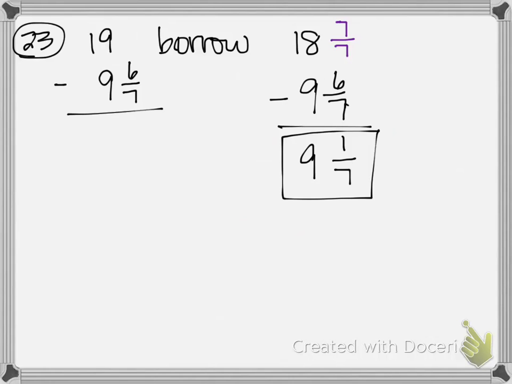The other way that you could have done that problem is you could have converted the 19 and the 9 and 6/7 into fraction notation and then get a common denominator from there. The only problem with doing it that route is you get really big numbers and it's a lot of work. So this one actually isn't too bad. Just borrowing 1 whole.